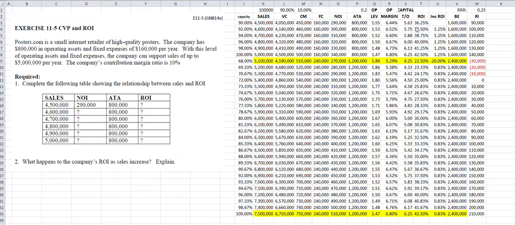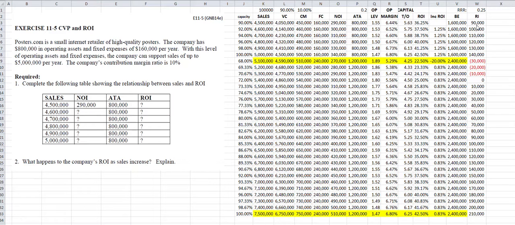My return on investment here can be calculated two ways. It can be calculated directly by taking net income divided by average total assets, or it can be calculated indirectly by multiplying my operating margin times my capital turnover. We could also calculate our break-even in dollars. We would do that by dividing our fixed cost by our contribution margin ratio, and we can calculate our residual income.